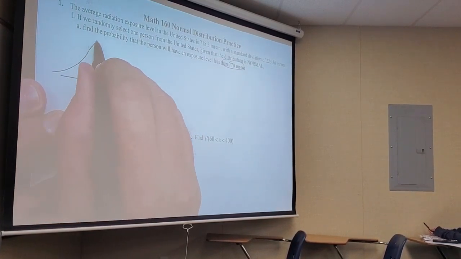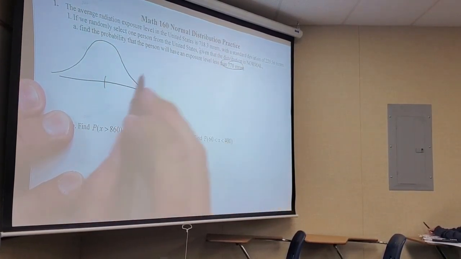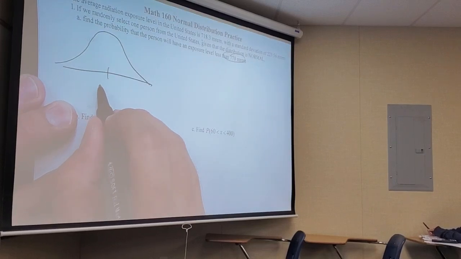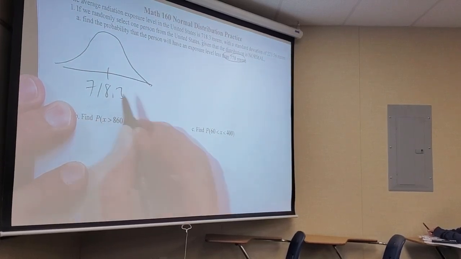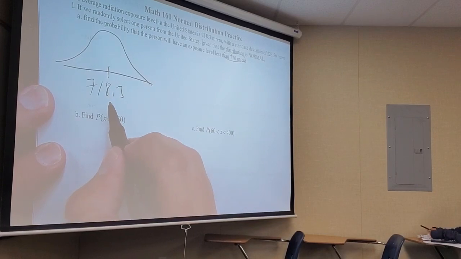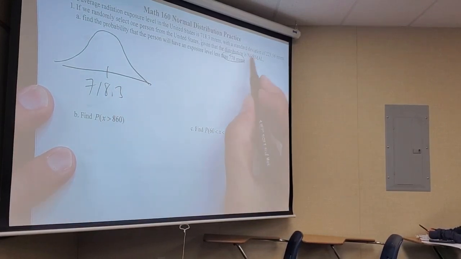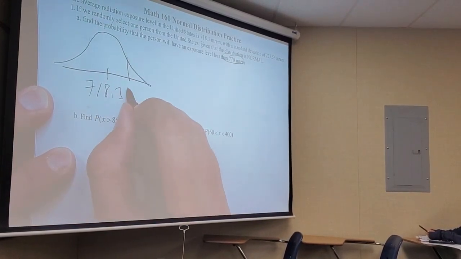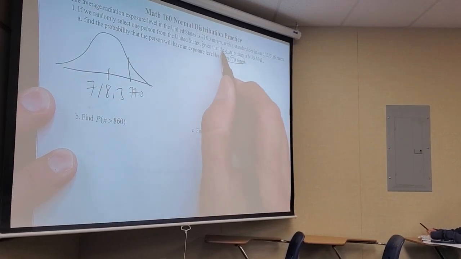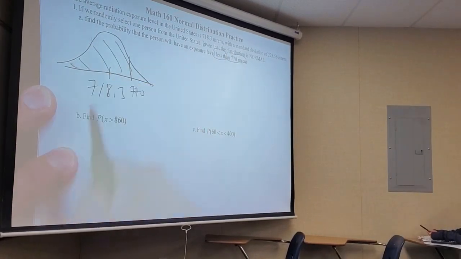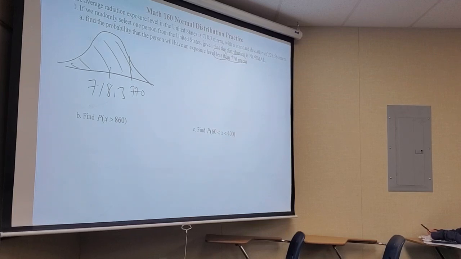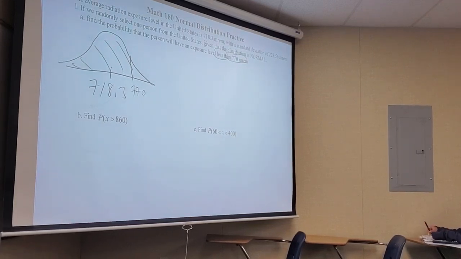So when I draw this picture, I know it's normal. What goes right in the middle? 718.3. So every one of these problems, I'm going to have a 718.3 in the middle. I'm curious about 770, and I want to know the area less than that. So this area. Right off the bat, I know it's going to be more than half. It's going to be more than 50%.